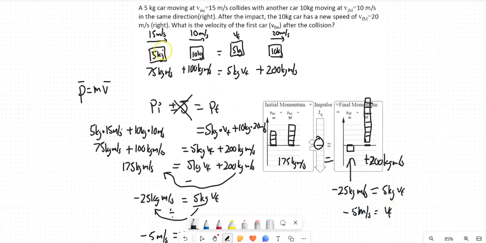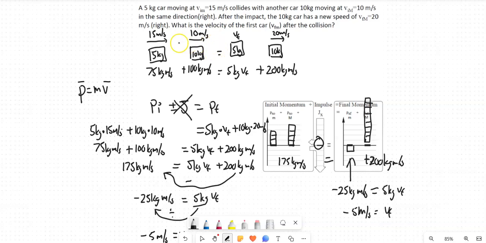So here are 3 different ways to build the equation. You could use the traditional method where you define the initial momentum. The first block is traveling to the right, so that's positive 15 meters per second, plus the second block is traveling to the right as well, 10 kilograms times 10 meters per second, and you set it equal to 5 kilograms V final plus 10 kilograms times a positive 20 meters per second. And then you do your mathematics from here.